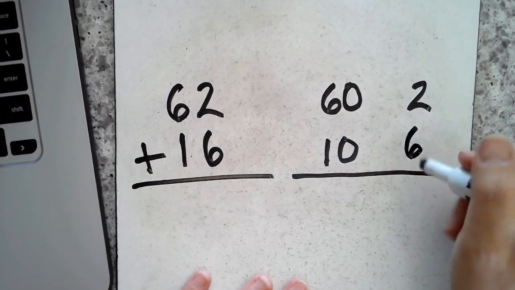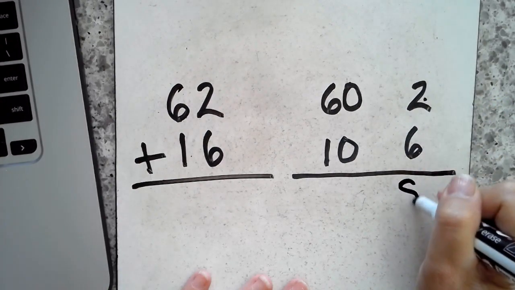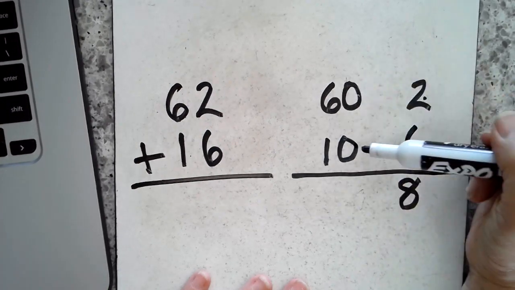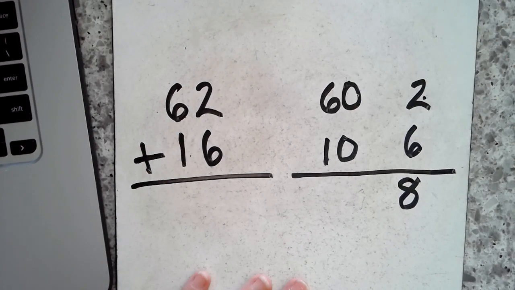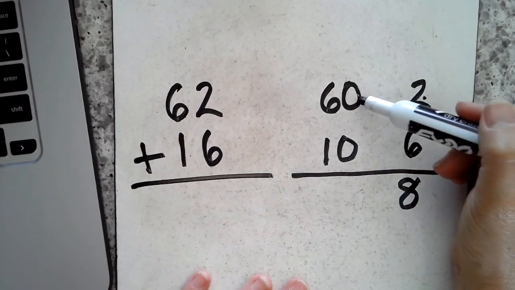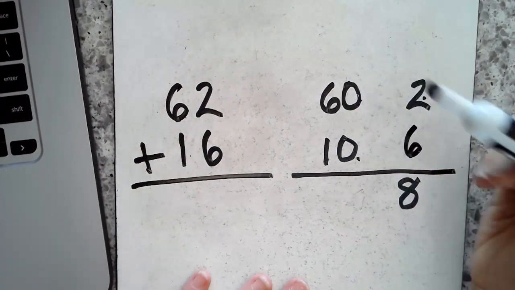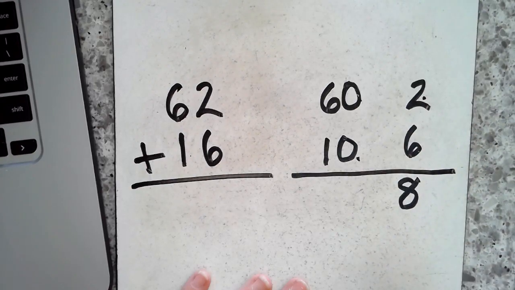So 2 plus 6, 6, 7, 8. Now add 60 plus 10. It's as easy as counting on the number line. I know you've been practicing that with Mrs. Gross's videos, and we also practiced in class, right? So 60 and 10 is, go ahead and write your answer down.